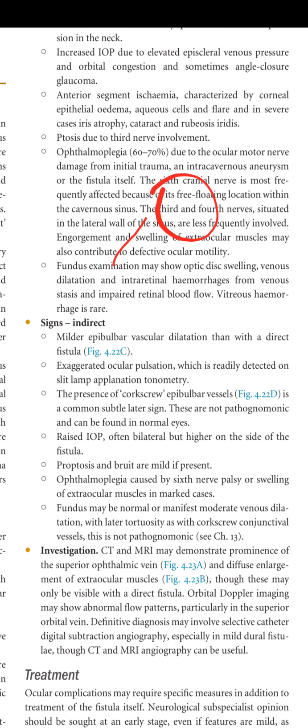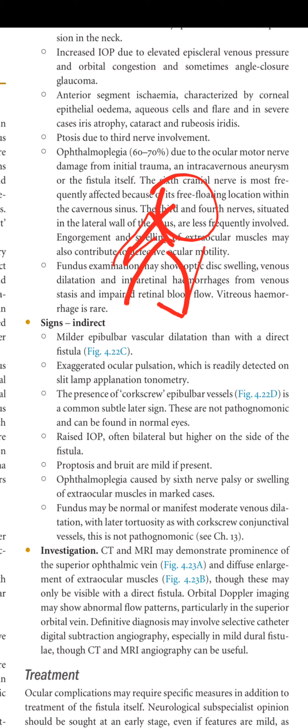Basically, you place the tonometer in the eye and you can see the pulsation of the tonometer. It will show. So, that is how you check the pulsation with slit lamp applanation tonometry. The presence of a corkscrew epibulbar vessel is a common, subtler, later sign. These are not pathognomonic and can be found in a normal eye.